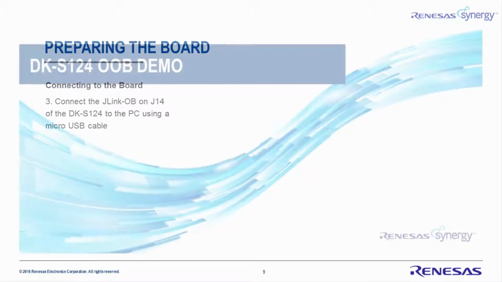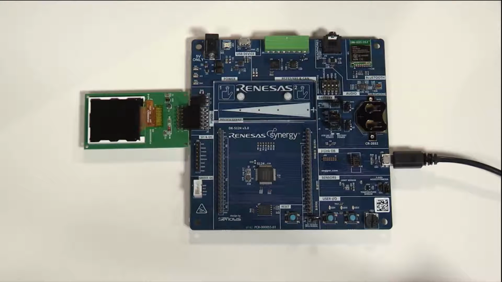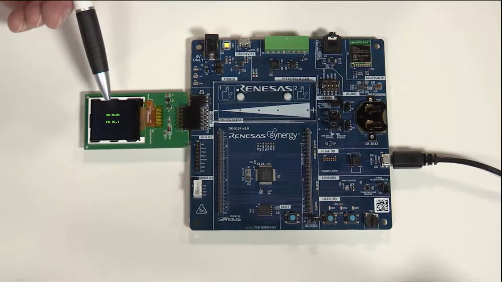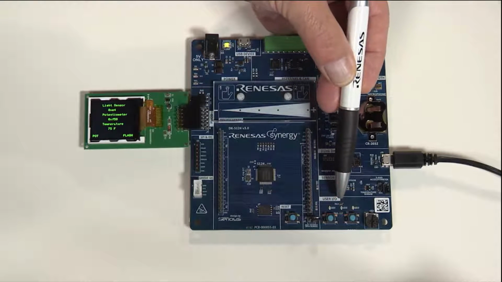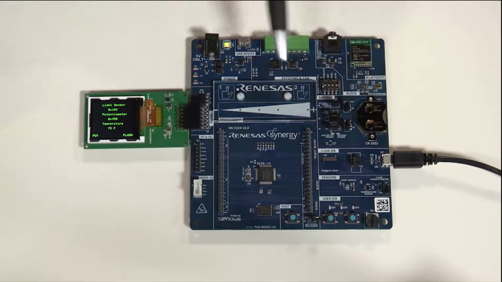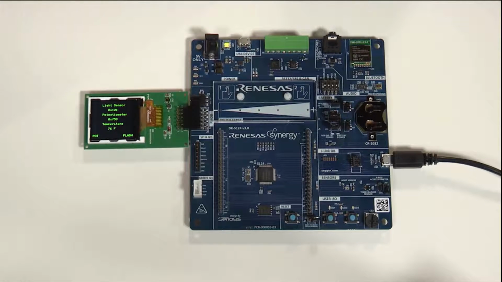Once the DK-S124 is plugged in, it powers up and immediately starts flashing the three LEDs, LED 1, LED 2, and LED 3, and displays a simple splash screen on the PMOD LCD for 2 seconds. This splash screen will show the board number and the version of the out-of-box software that shipped with the board. After 2 seconds, the screen will change to the analog measurement screen.